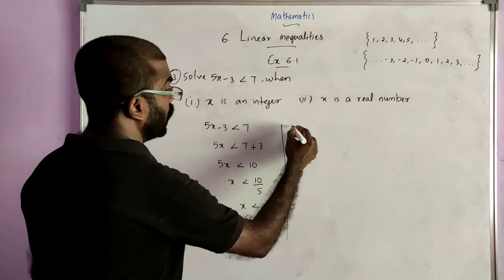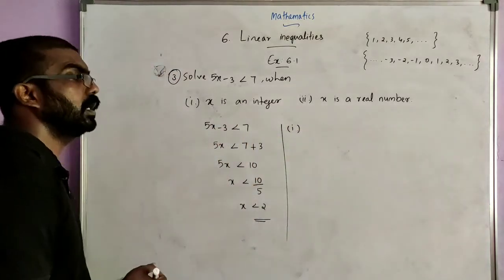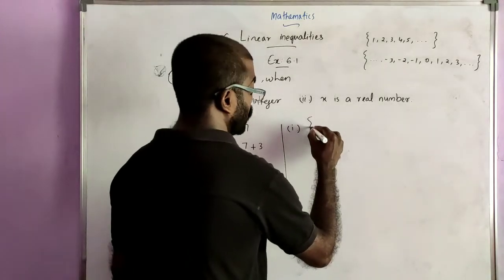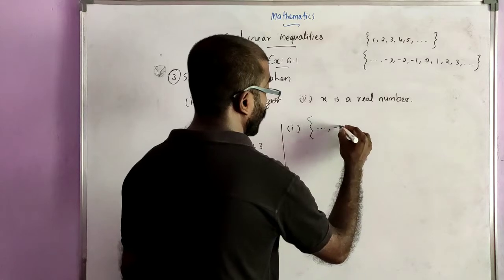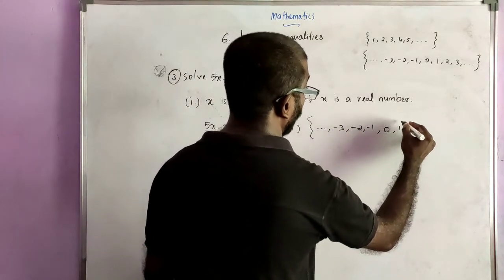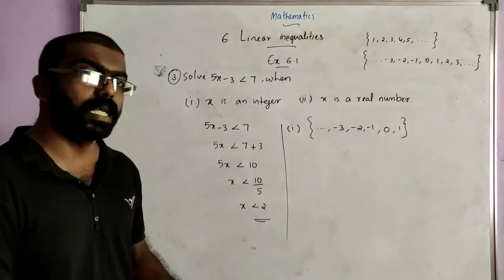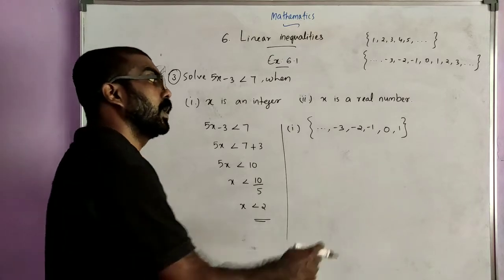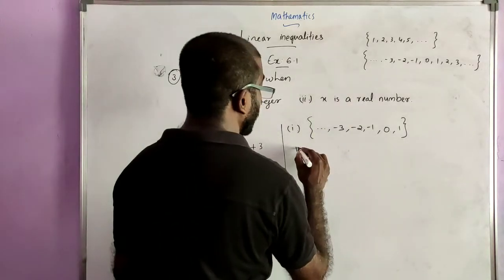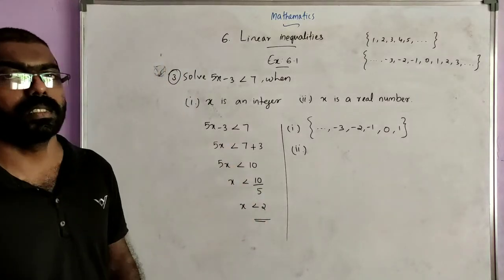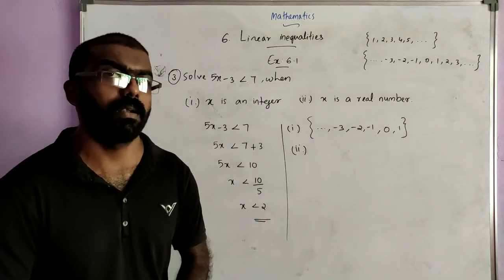And the first sub question is solution in the set of integers. X is an integer, so we can write the set: ..., minus 3, minus 2, minus 1, 0 and 1. The integers which are less than 2. Then the second one is x is a real number. While writing the solution in the set of real numbers, we have to write it in interval form.